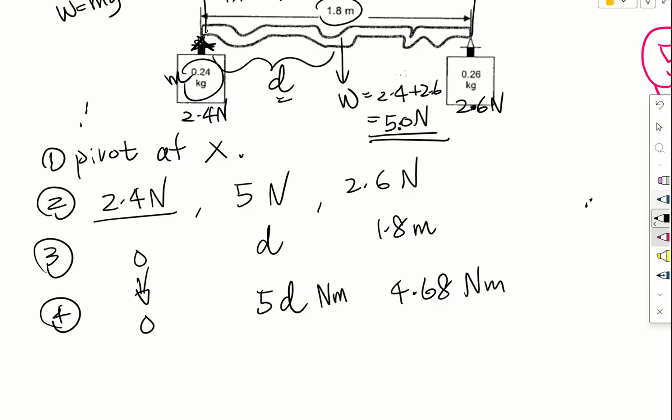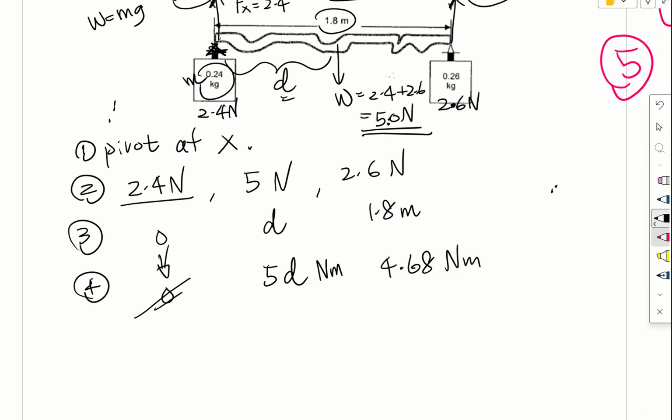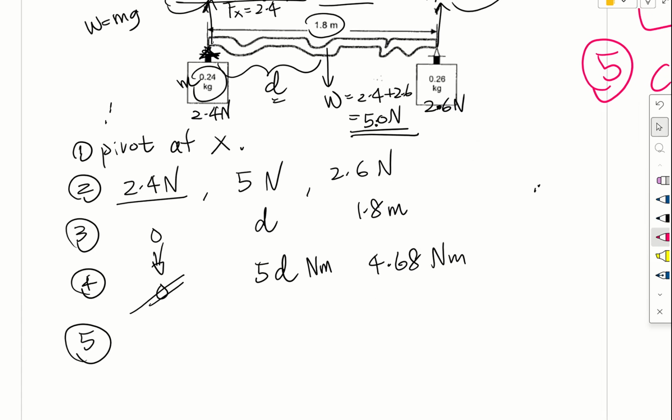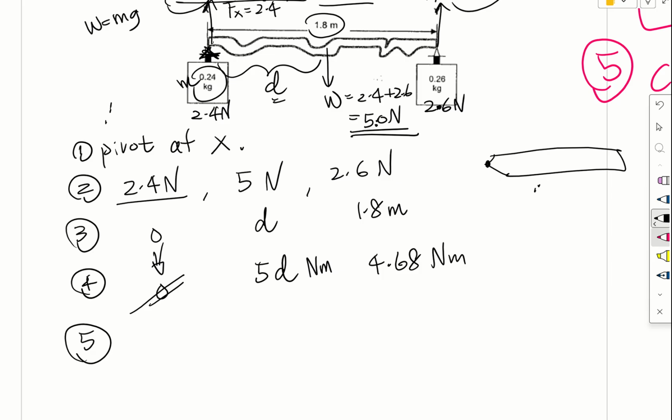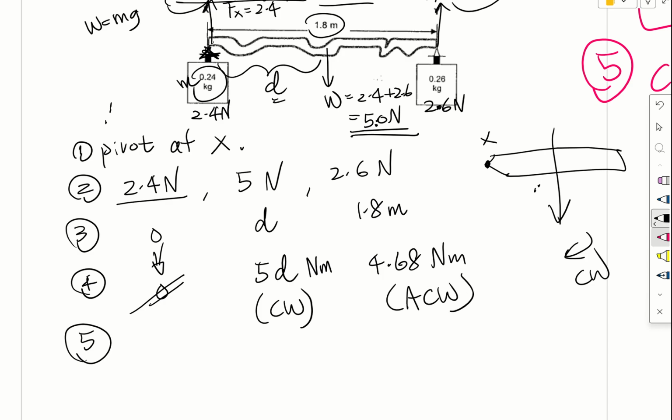Then let us assign the direction. Since it's 0, we don't need to assign direction for the 0 moment. For W, because it's acting on the right hand side of the pivot, again, hold the pen up. You hold the pen on the left hand side where X is, and then you apply a downward force in the middle somewhere to the right of the pivot. You press it downwards, you know you will turn it clockwise. So that's the pen trick. So for this, it will be clockwise, and this will then be anti-clockwise.